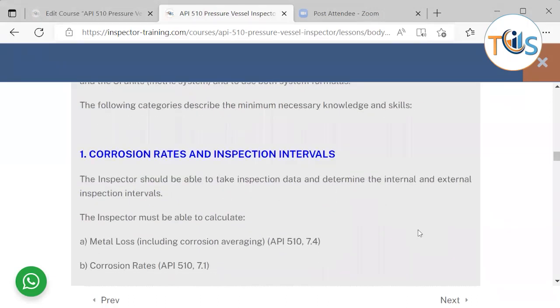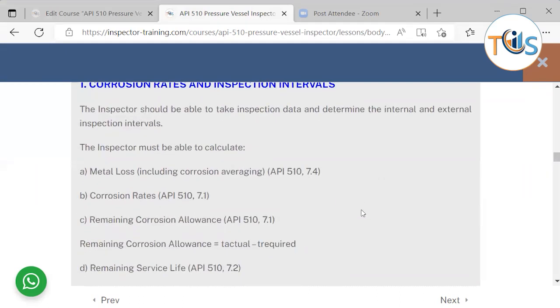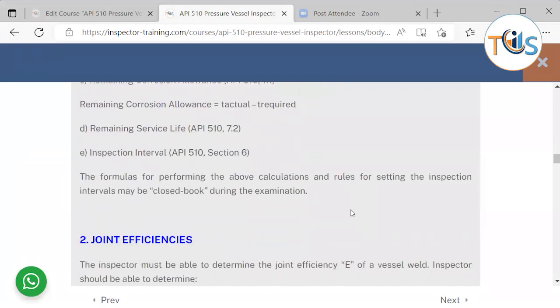And you should be able to determine the corrosion rates and the inspection interval, the metal loss, and they have referred to these sections, API 510, 7.4, 7.1 and 7.2, and remaining service life and remaining corrosion allowance. Very simple calculation, and then finally you find the inspection interval. Based on the corrosion rate, that's normally say 1 mil per year, you can see how much corrosion allowance is left, and depending on the corrosion rate, you can do a simple division and find out the life of the vessel. And normally they use a half-life rule, so divided by 2, you find the next inspection interval. And these calculations are mostly closed book.